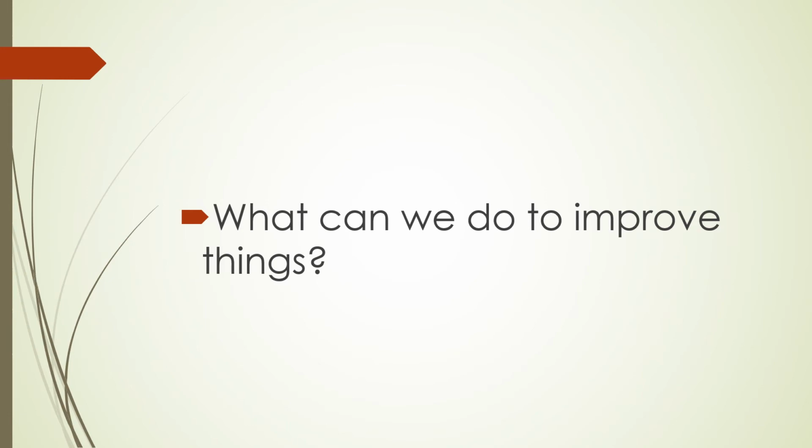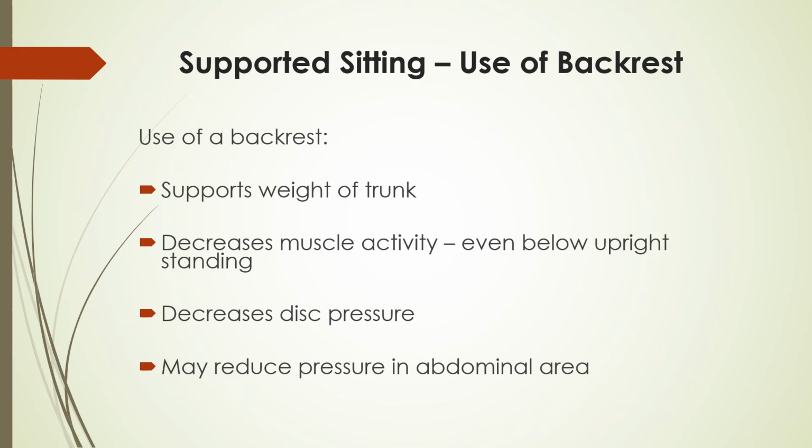So now that we have considered the sitting positions and learned about some of the issues with them, what can we do to improve the situation? There are some very simple things that can be done to correct the postures. Firstly, the use of a backrest will greatly improve the situation. The backrest acts as a support for the trunk to rest so as to decrease the muscle activity in the back. With the back posture more upright, the intervertebral disc pressure is also decreased. Also, the pressure on the abdominal area is decreased as well, thus improving the respiratory movements.